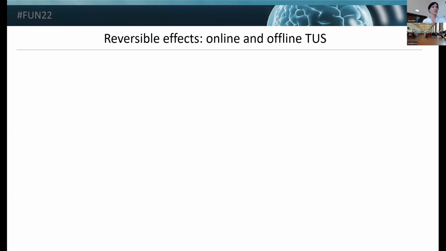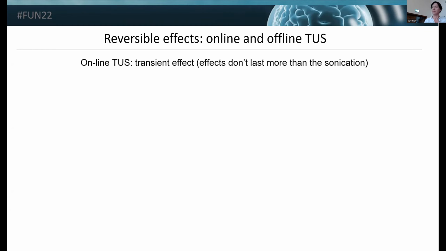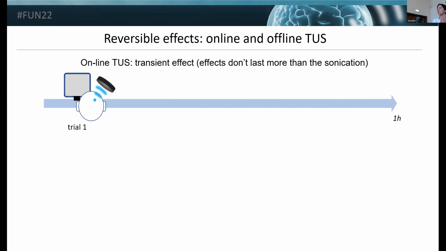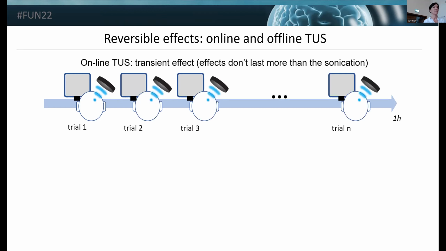So as most of you know, there are two ways of categorizing TUS effects. Those effects that won't last more than the sonication period, which we will refer to classically as online TUS. In this case, the neuromodulation is a few milliseconds, a few hundreds of milliseconds, and your readout is concurrent to the sonication. For example, if you're interested in MEP, what Tulika was presenting this morning.